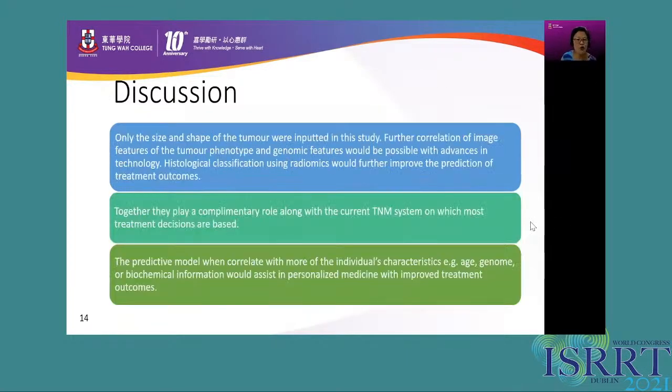Only the size and shape of the tumor were input in this study. Further correlation of image features of the tumor phenotype and genomic features would be possible with the advances in technology. Histological classification using radiomics would further improve the prediction of treatment outcomes. Together, they play a complementary role along with the current TNM system, on which most treatment decisions are based. The predictive model, when correlated with more of the individual patient's characteristics like age, genome, or biochemical information, would assist in personalized medicine with improved treatment outcomes.